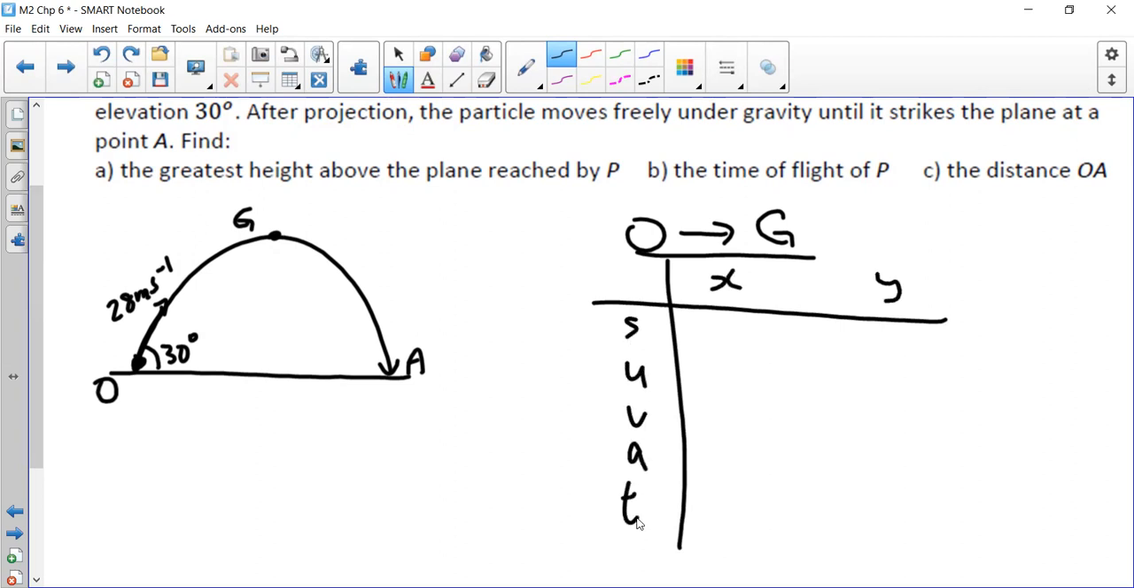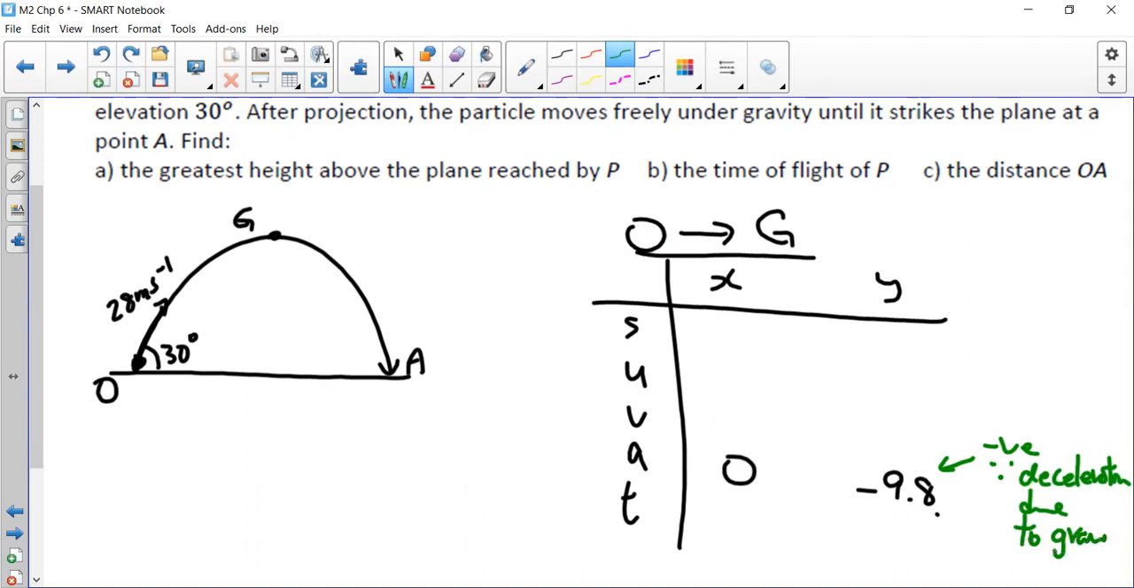First thing, acceleration. ax is always 0, as we know. Now ay, this time, will be negative 9.8. It is negative, minus meaning negative in short form, because it is deceleration due to gravity. Now we're decelerating, therefore negative. Why is it not positive?